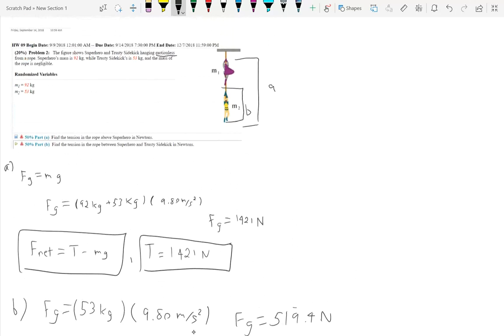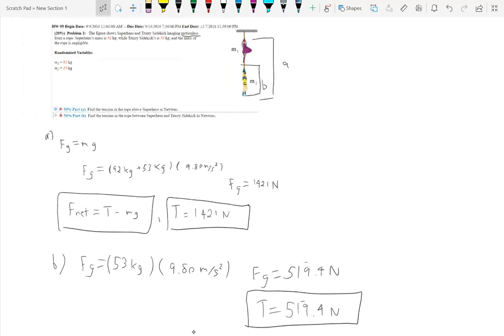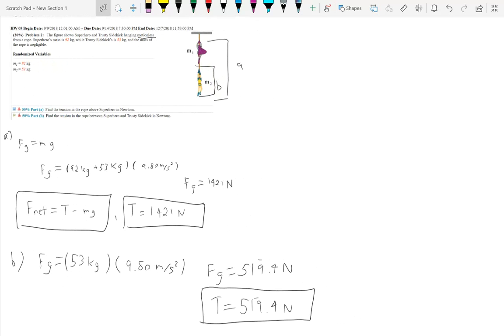Okay. But because, so if you did F net is equal to mass times acceleration, and acceleration is 0 because they're stationary, they're not moving. So then F net is tension minus weight. And so tension is equal to weight, so that's why you can do that. Oh, okay. I'm going to write that down. You're done, right? Yes. Thank you.